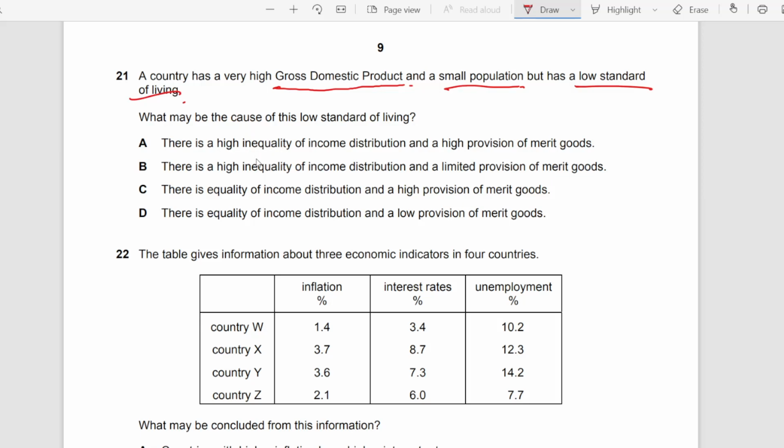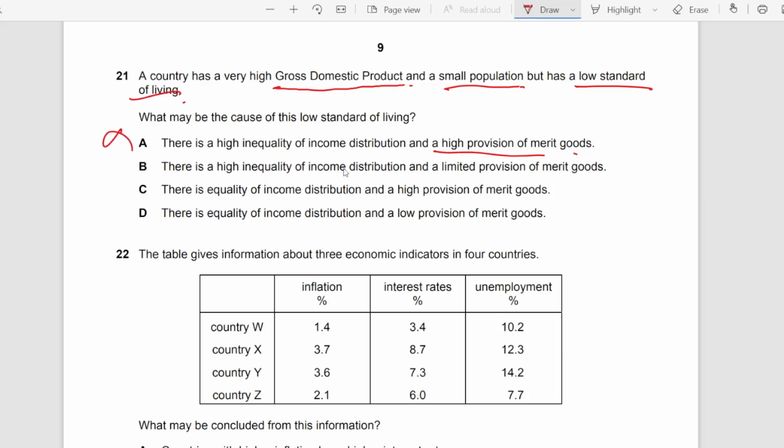There's high inequality of distribution of income and high provision of merit goods. There's high inequality of income distribution and limited provision of merit goods. Look, high provision of merit goods can only be provided to those economies which have got a better standard of living, because at least those who deserve the merit goods will be able to benefit from that, and merit goods have got other external benefits as well. So A is not the correct option for question number 21.